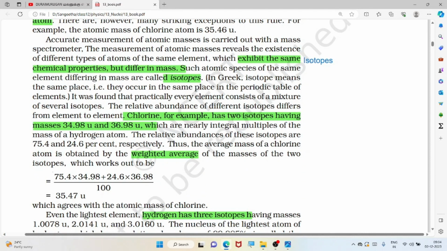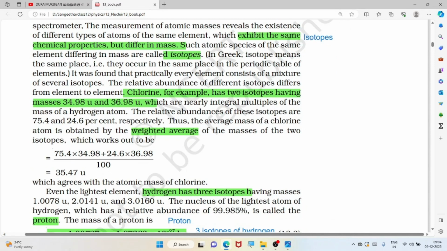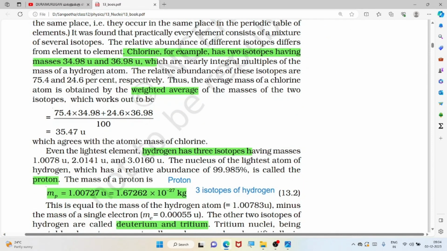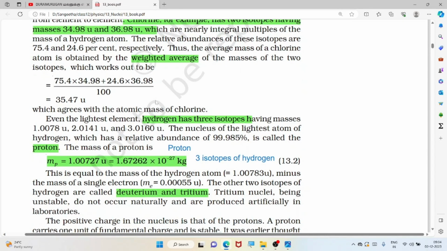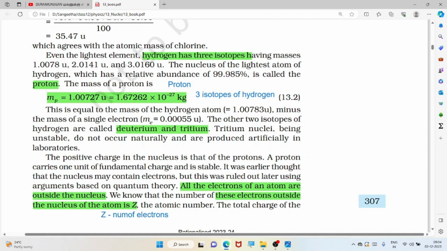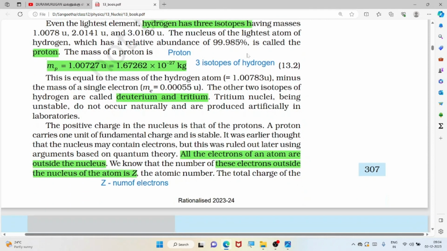These are isotopes. They have the same chemical properties but differ in mass, that is, the same atomic number but different mass numbers. These are the isotopes of chlorine. So how do you find the weighted average of the atomic mass? Hydrogen has three isotopes: protium, deuterium and tritium.